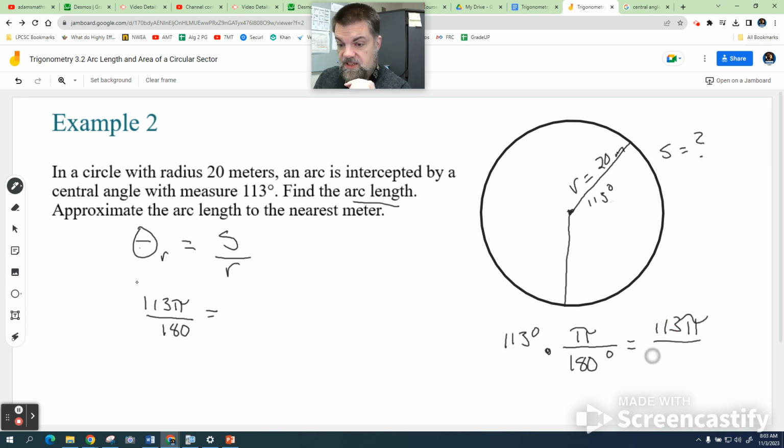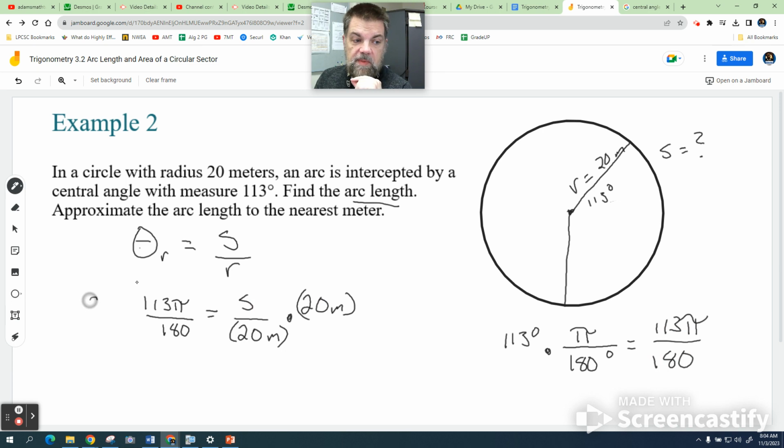If I just multiply this out, I'm not going to use a decimal or anything, because we want exact values. I don't know what the arc length is. That's what we're solving for, but the radius is 20 meters. So I need to get s by itself. Again, I'm just going to multiply by 20 on this side to undo the dividing by 20.